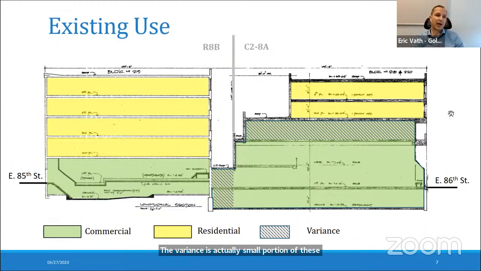Again, the variance allowed the commercial to extend into the R8B district, and it allowed it on the second floor of the East 86th Street side. There's a mezzanine in that space. That's why it might look like the third floor. It's actually a first floor, then a mezzanine, which doesn't count as a story, and then a second floor, just to give you your lay of the land.